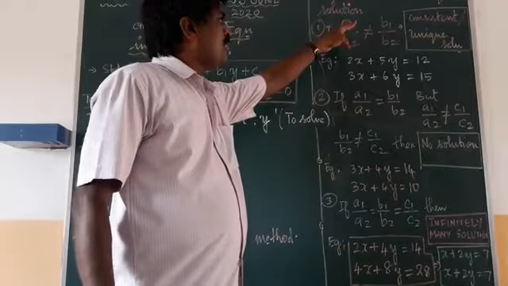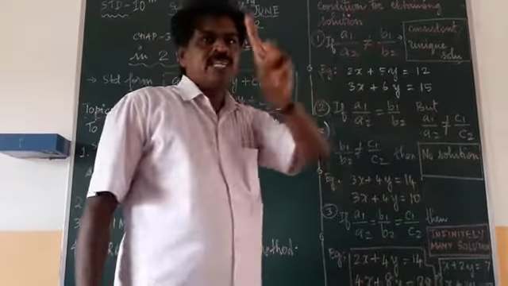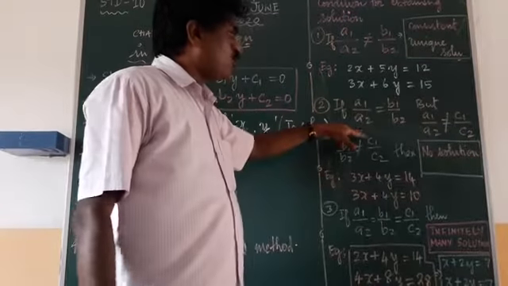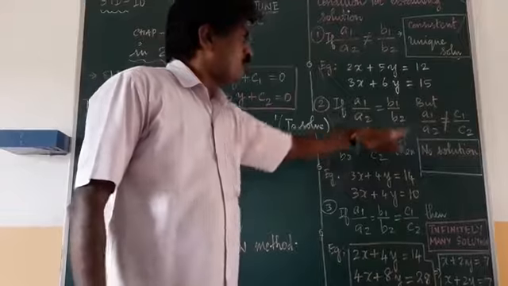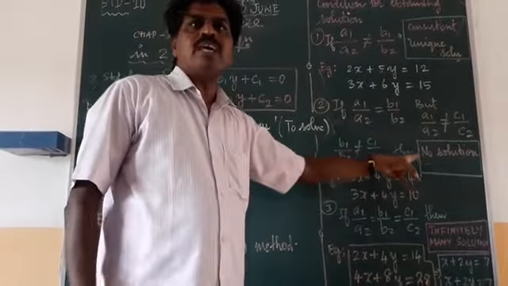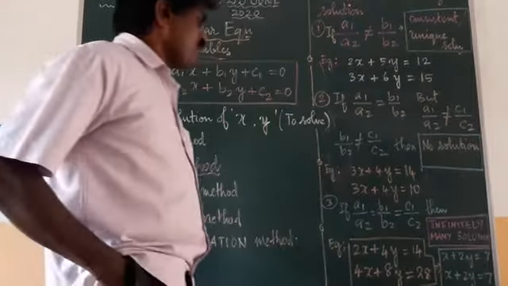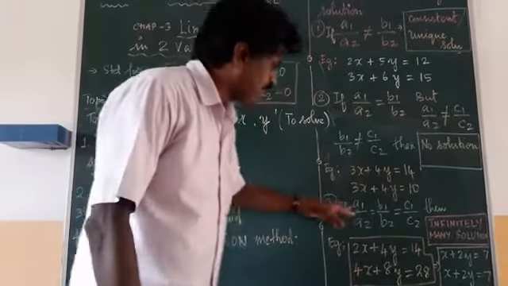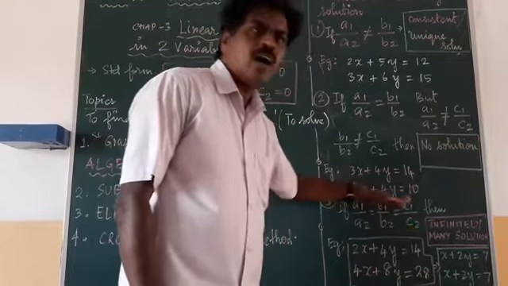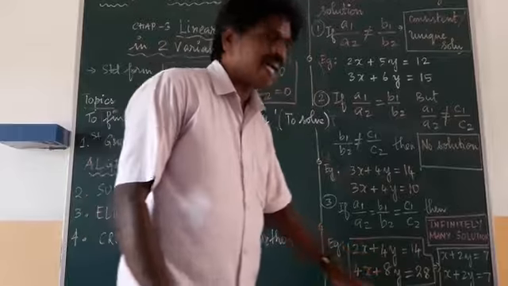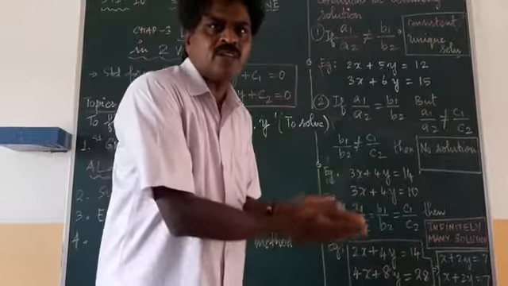If the coefficient ratio a1 upon a2 is not equal to b1 upon b2, you will get a unique solution. If a1 upon a2 is equal to b1 upon b2, but not equal to the c1 upon c2 ratio, no solution you will get. Third one, if all the ratios are equal, a1 upon a2, b1 upon b2, c1 upon c2, then you will get infinitely many solutions. Both equations are the same.